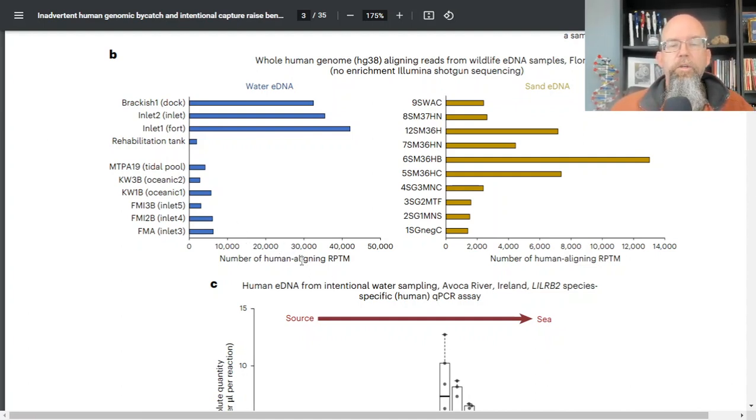So, number of human-aligned reads per 10 million. For every 10 million fragments that they sequenced, not individual base pairs, fragments. So 10 million fragments. Fragments might be tens of base pairs to hundreds of thousands of base pairs in length.